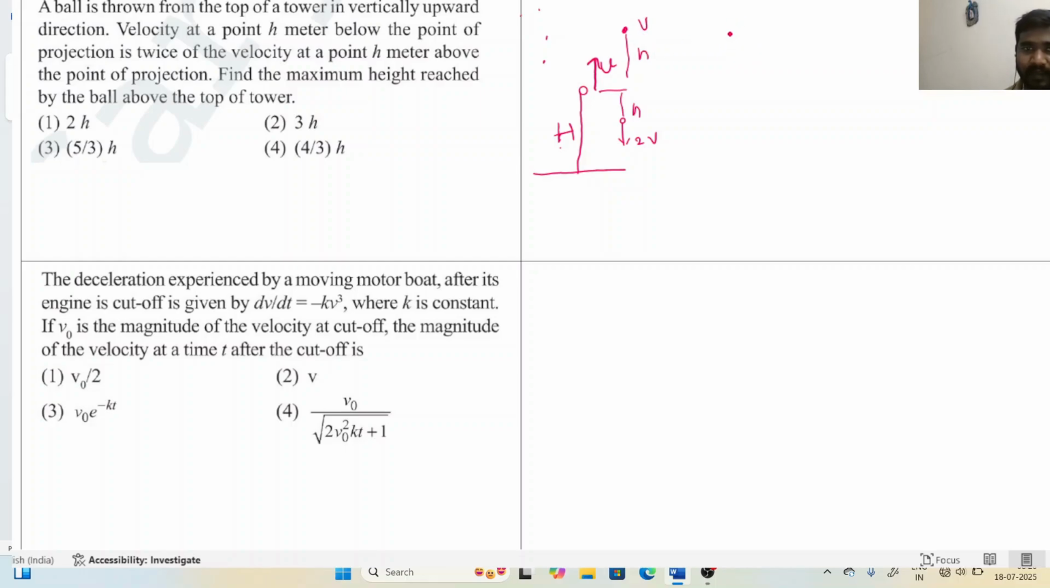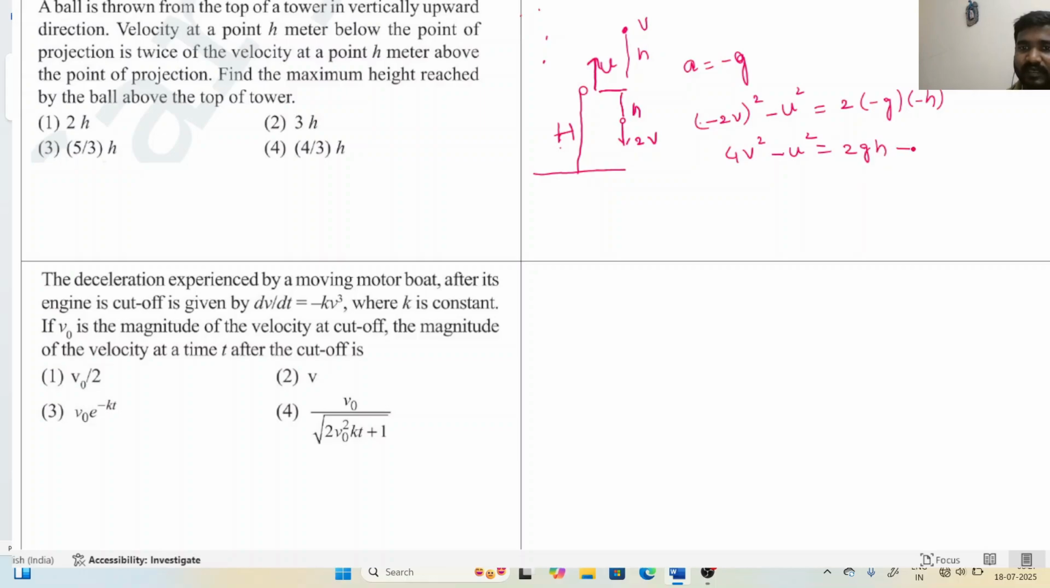Now you can apply kinematic equations. Here the initial direction of motion is upward. Therefore upward quantities we take as positive, and downward quantities as negative. Therefore the acceleration we take as minus g. Height above the point of projection is positive, and height below the point of projection is negative. Now here the velocity is acting downward. Therefore, (minus 2v) whole square minus initial velocity u square equals 2 times minus g into minus h. So from this equation you get 4v square minus u square equals 2gh.